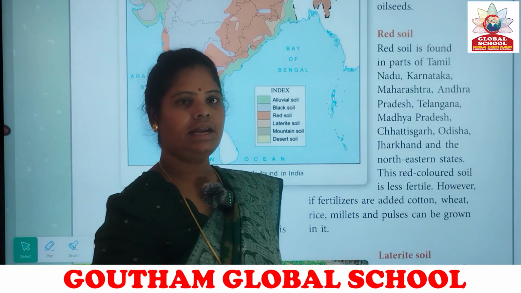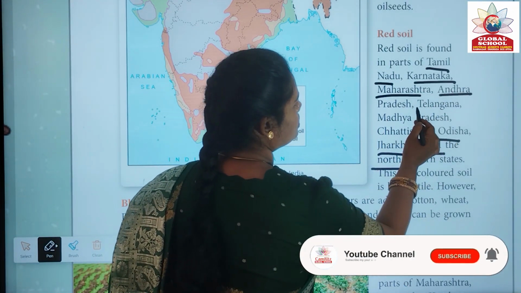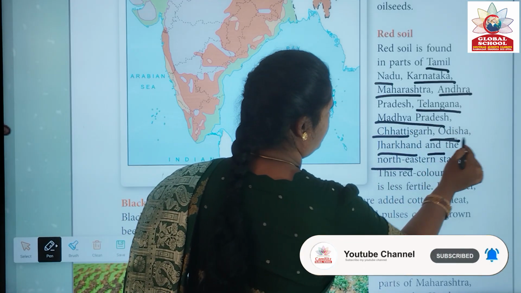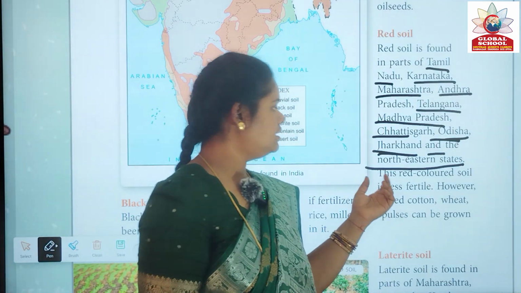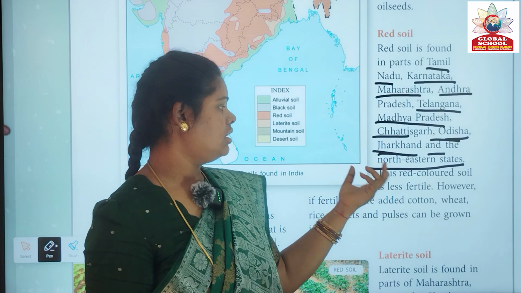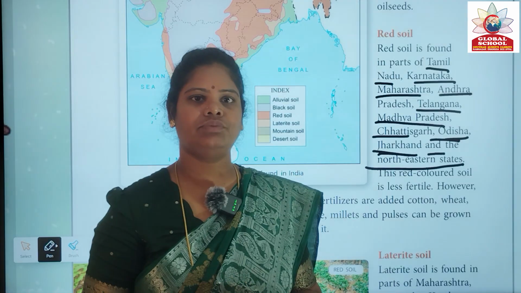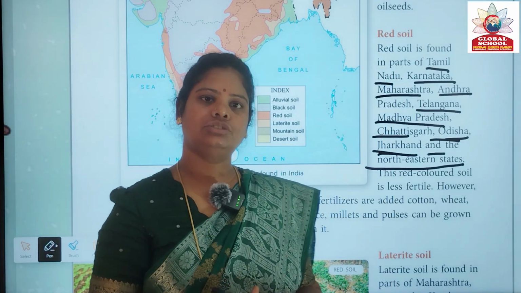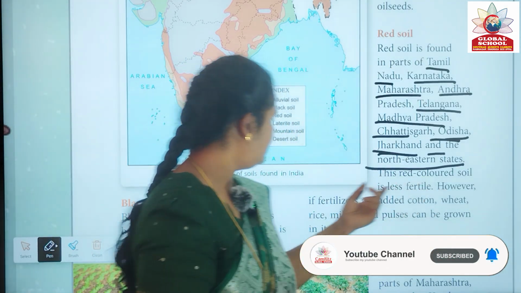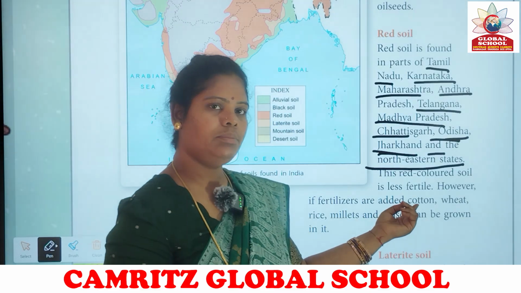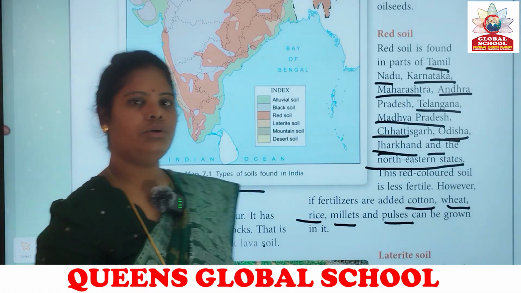The next soil is the red soil, which is found in Tamil Nadu, Karnataka, Maharashtra, Andhra Pradesh, Telangana, Madhya Pradesh, Chhattisgarh, Odisha, Jharkhand and the northeastern states of India. This is red in color and this soil is less fertile. However, as we have learned before, if the soil is less fertile, the farmers will add manure. So the red soil will be added with manure to make it more fertile. If the fertilizers are added, then it will be suitable for growing cotton, wheat, rice, millets and pulses in the red soil.